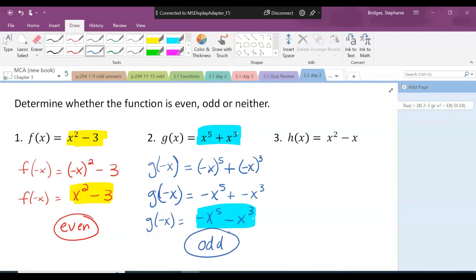And then we're going to do the same thing for h. So if you will, go ahead and set it up. Plug in your negative x. See what happens with the signs of each term. Again, if nothing changes, it's even. If they all change, it's odd. And if there's any other combination, if one changes and the other one doesn't, it's neither.